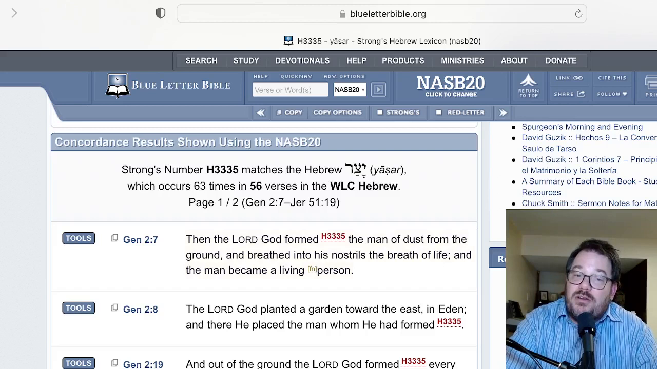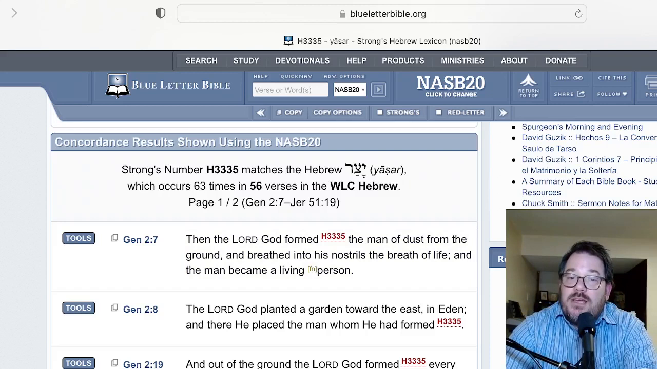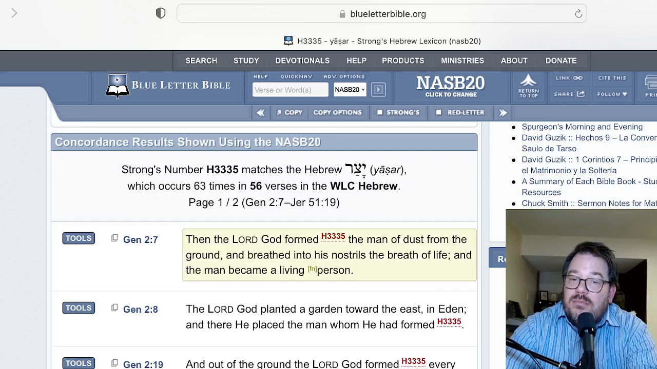This happens to occur a fair number of times, 63 times across 56 different verses. You can scroll through and read all of these. It gives you a good overall sense of how the word is being used. I do notice there's this element of creation. The fact that it occurs in the creation narrative: "the Lord God formed the man of the dust of the ground."